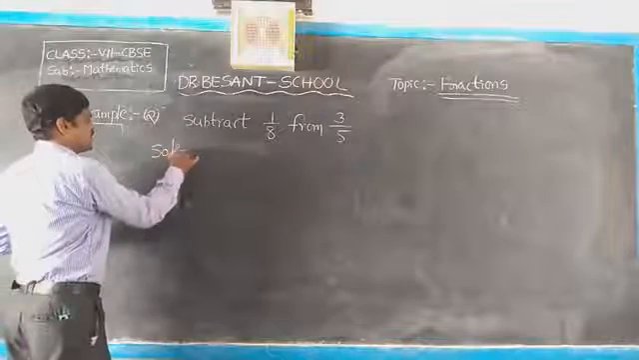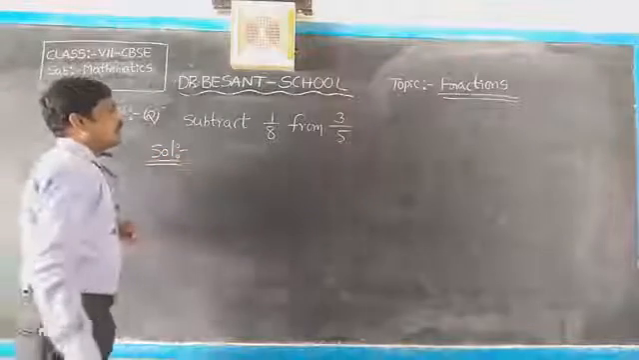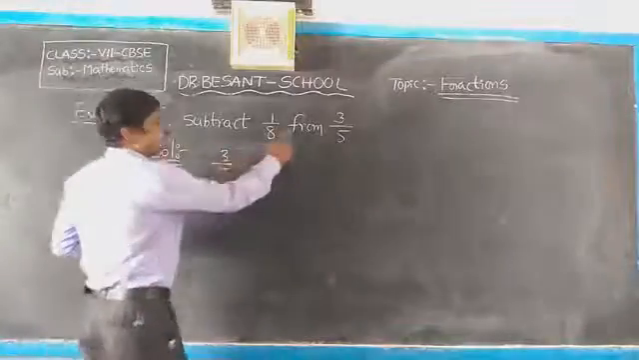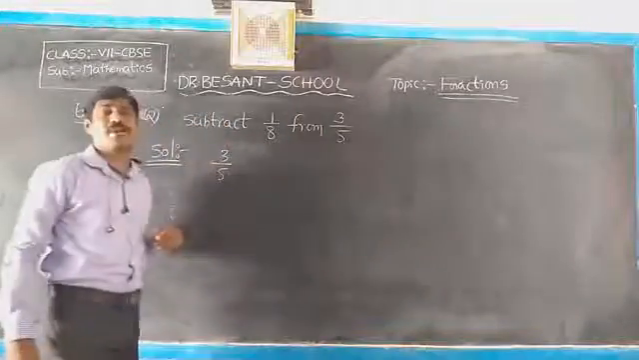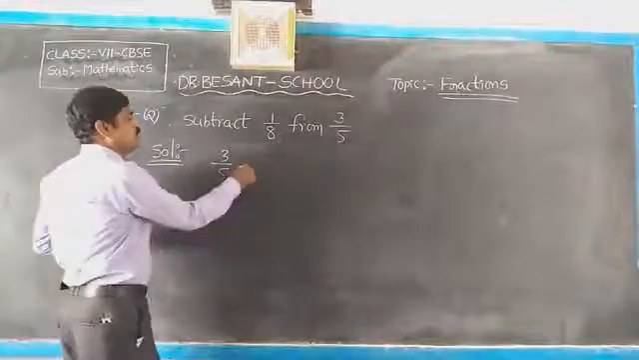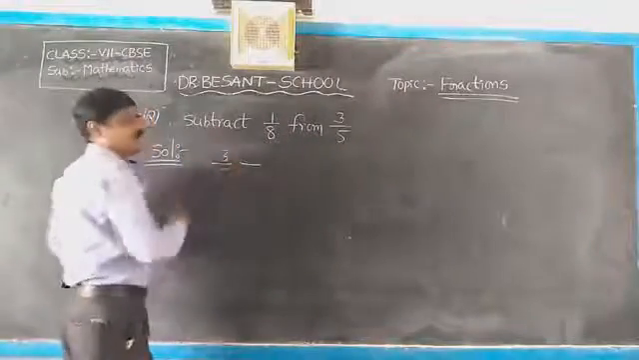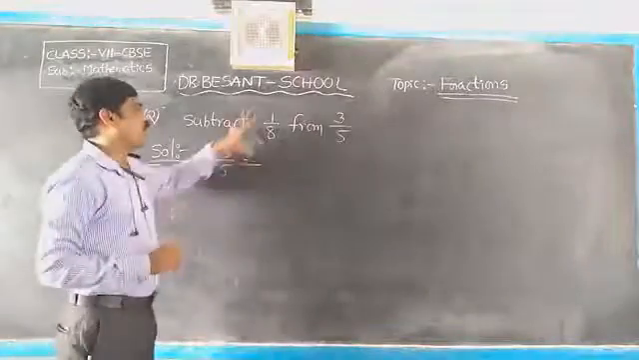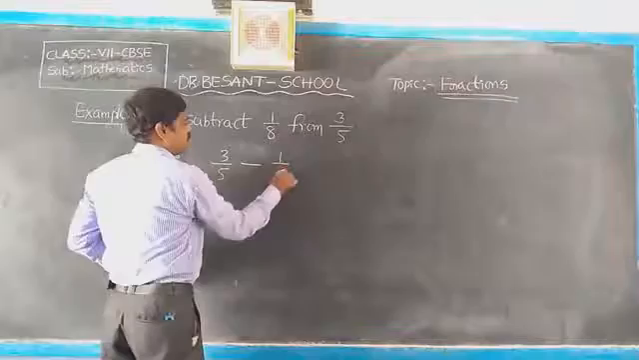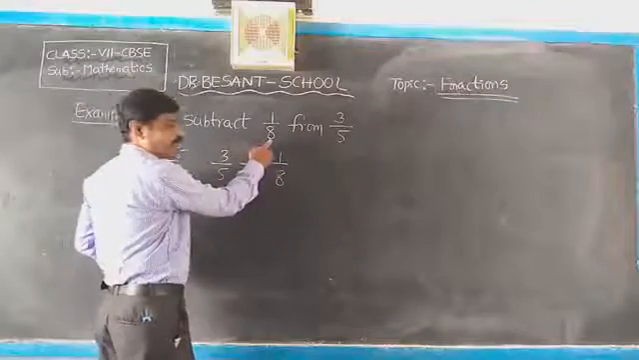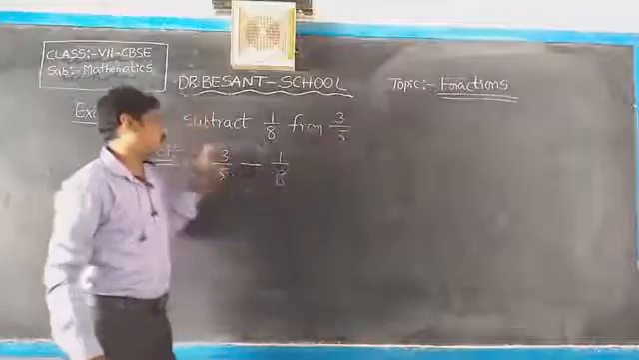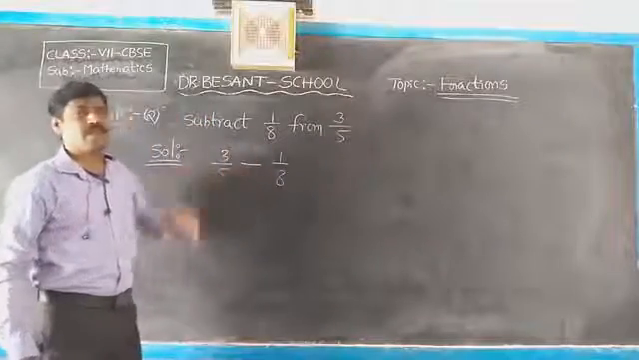That means 3 by 5 we have to write first. Why? Because from 3 by 5, that means this one we have to write first. So which one do we have to subtract? The symbol is minus. We have to subtract 1 by 8. So subtract 1 by 8 from 3 by 5: from 3 by 5 we write first, minus 1 by 8.